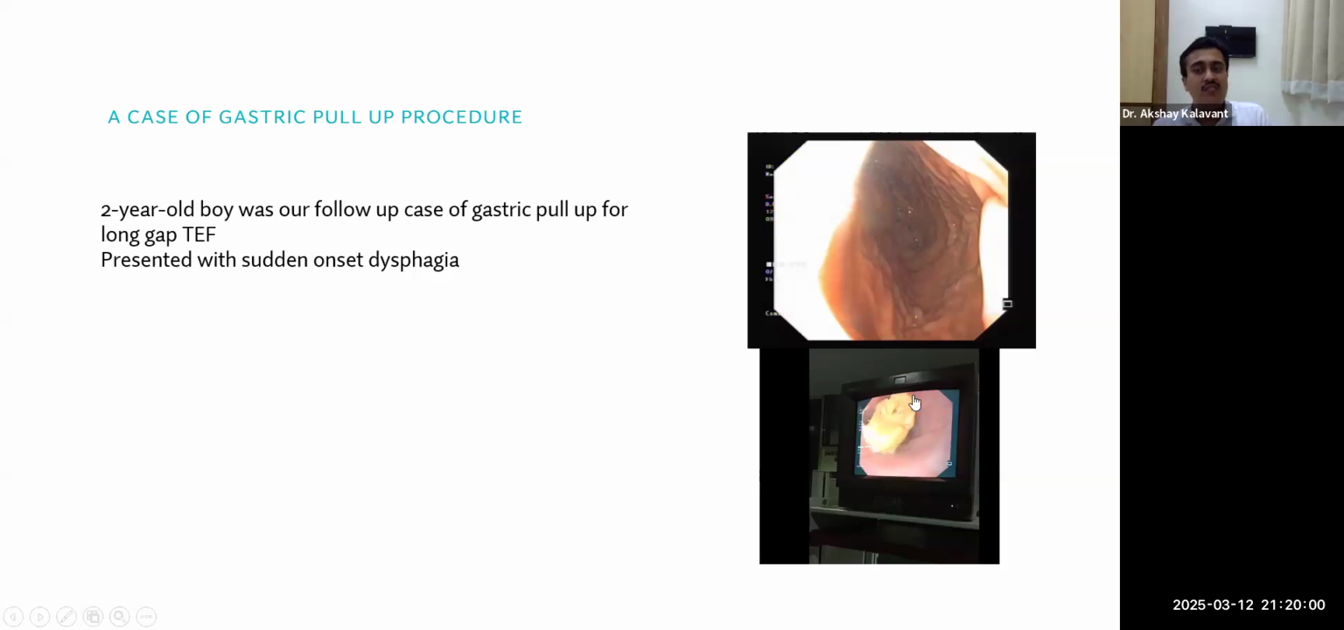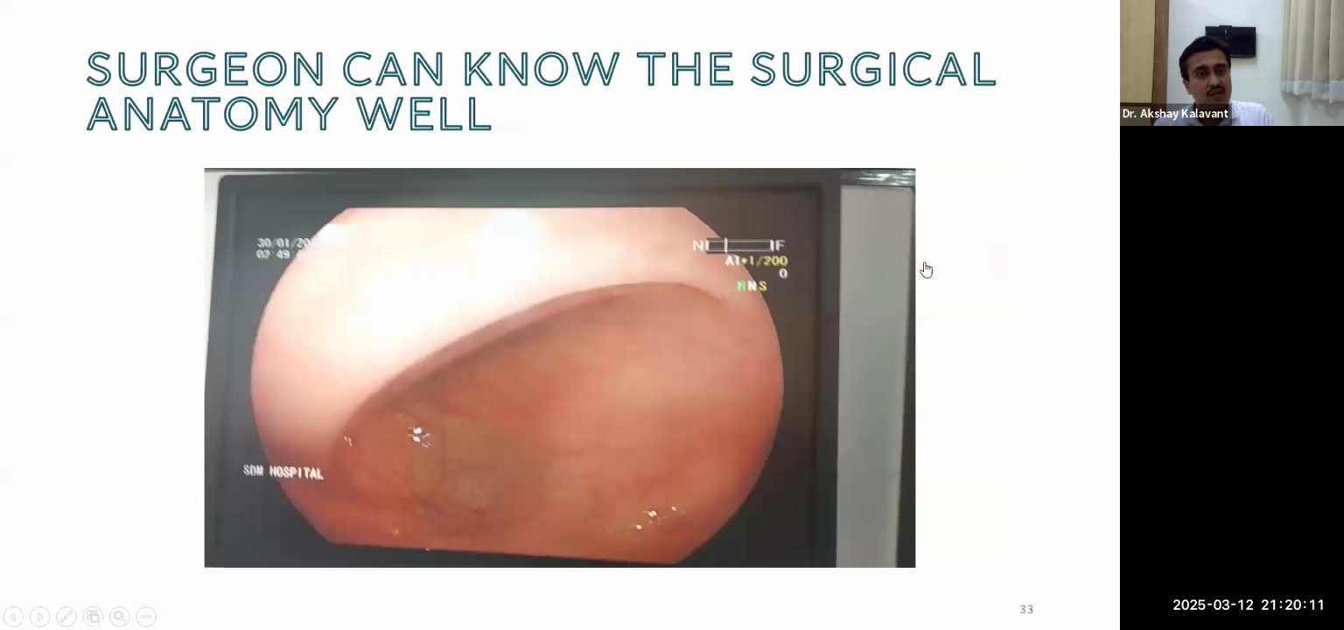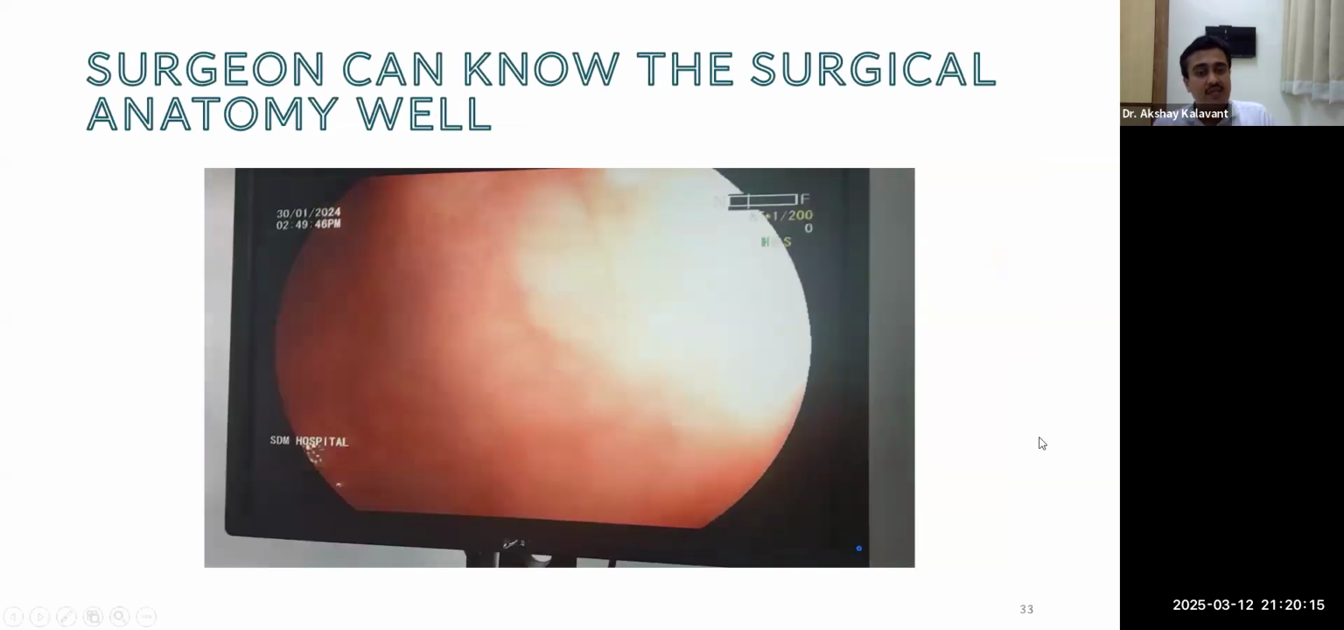There was a food bolus at the anastomotic site. So we could take it out and then did a scopy. So this is the stomach in the thorax. Now, I was talking about surgical anatomy.